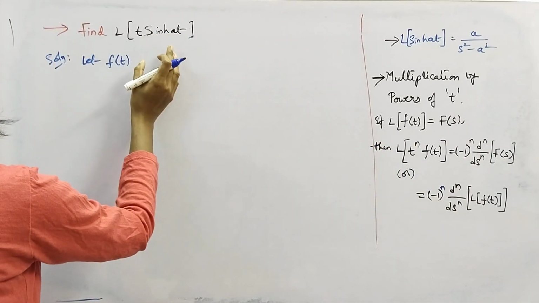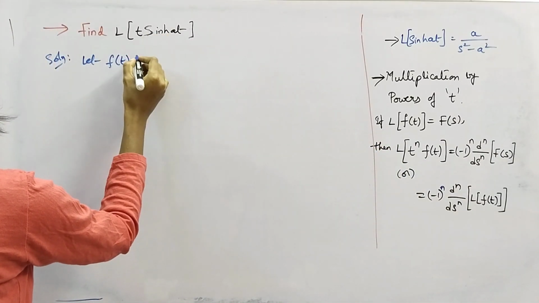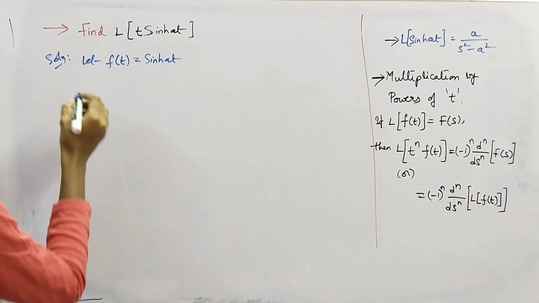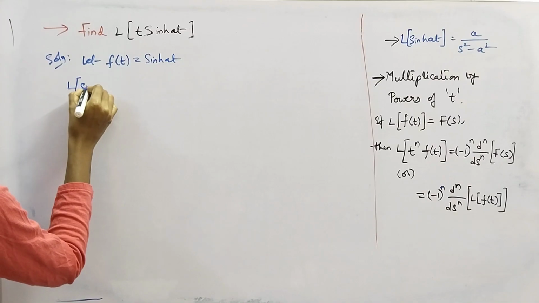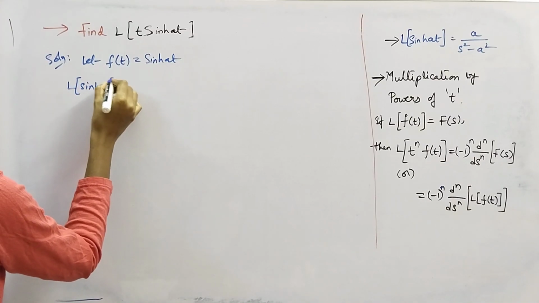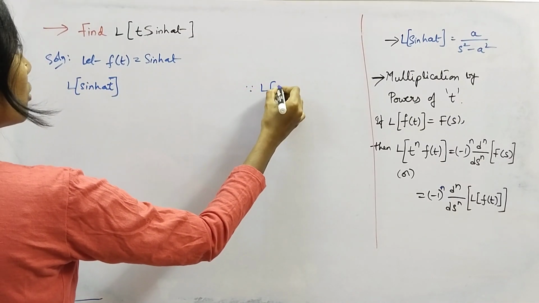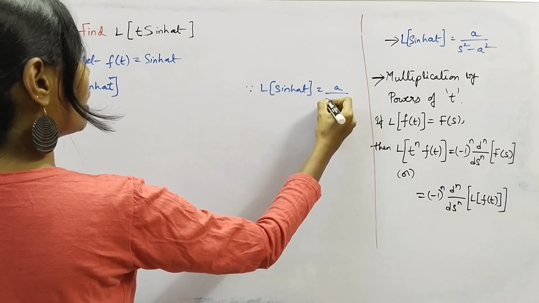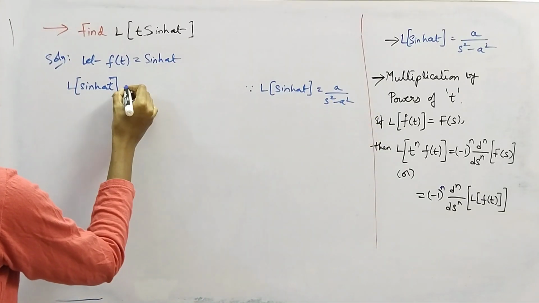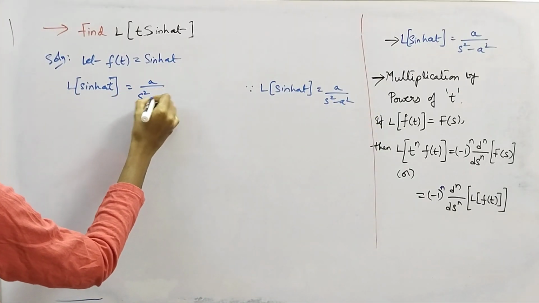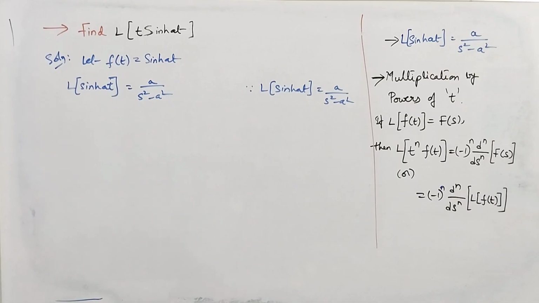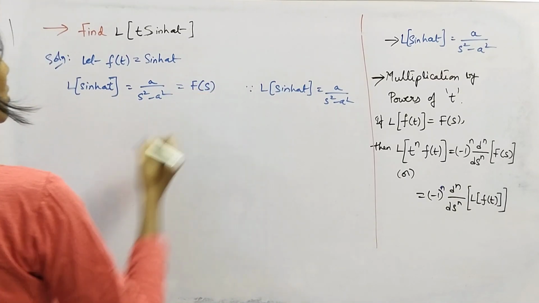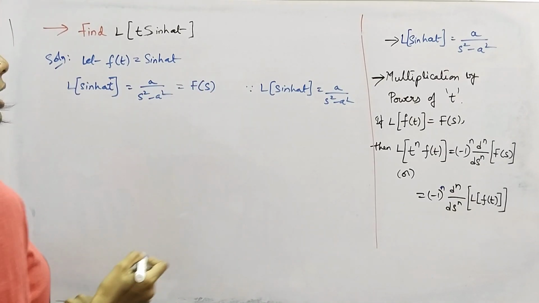If you compare these two, we can consider f of t equal to sinh at for our convenience, right? Now let's find L of f of t, that is L of sinh at. Since we know that L of sinh at equal to a by s square minus a square, which is a formula, right? So you'll get a by s square minus a square, which is our f of s, right? L of f of t equal to f of s.